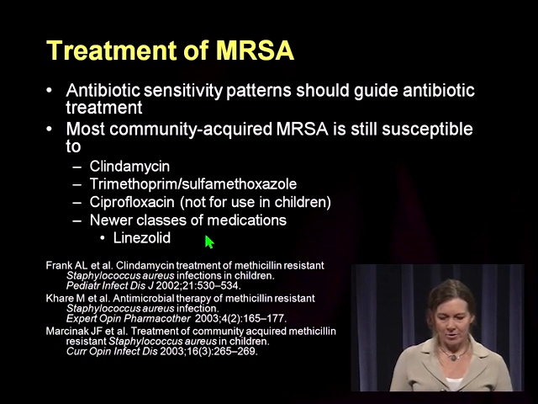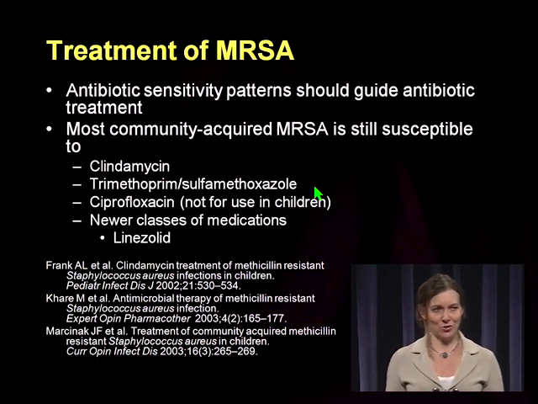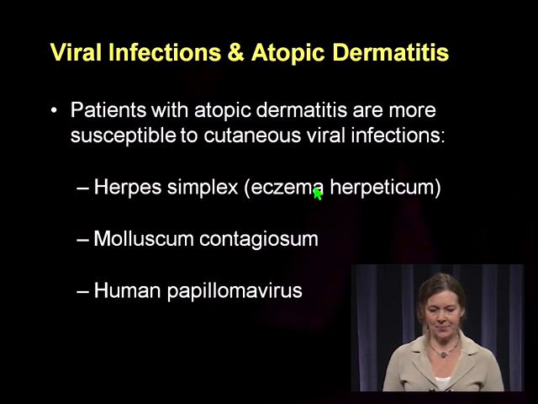Okay, so I think we've already touched on that. If you do have a community-acquired MRSA, then you certainly need different antibiotics such as clindamycin or trimethoprim sulfamethoxazole. If you are using trimethoprim sulfamethoxazole, do keep in mind that it doesn't cover strep well. And again, that seems to be an emerging pathogen in the setting of atopic dermatitis.